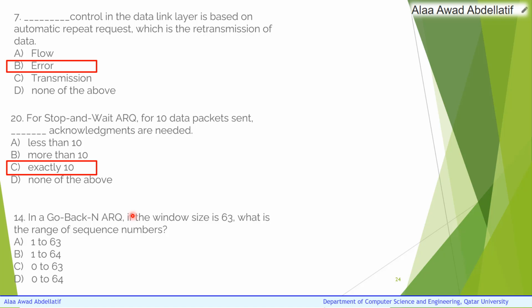Why? Because m is 6, it takes 64. For go back N, what is the window size? It is 2 to the power m minus 1. The range is from 0 to 63, so I have 64 numbers but the window size is 63 because of the minus 1. So if I have sequence range 64, the window size will be 63, because it is 2 to the power m minus 1.